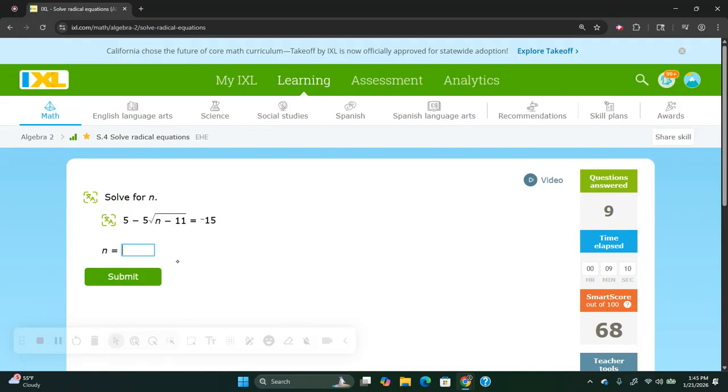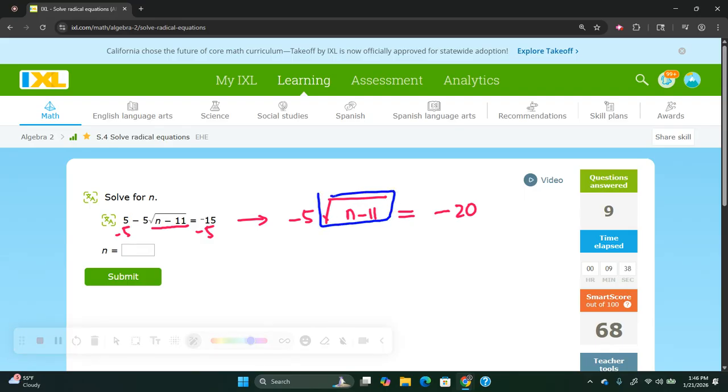Similarly, okay, so the radical part, make sure you isolate. So you need to isolate this radical. Okay, so you don't want number 5, you subtract 5 on both sides. Okay, so you come out negative 5 square root of n subtract 11. On the right side, negative 15 with negative 5 become negative 20. Okay, so remember you isolate for the radical, which is this is the part.